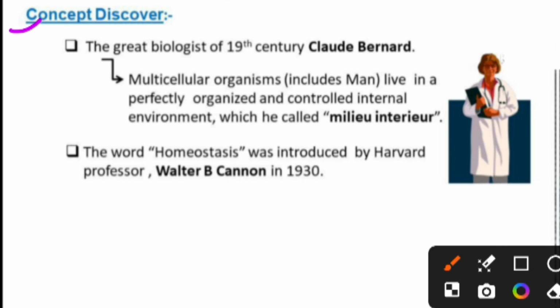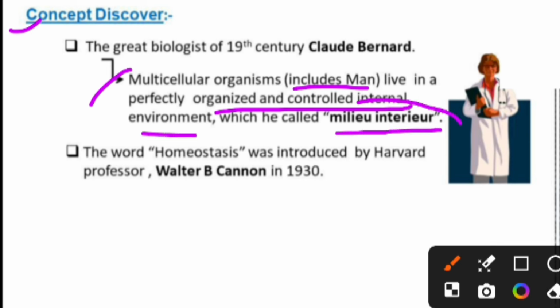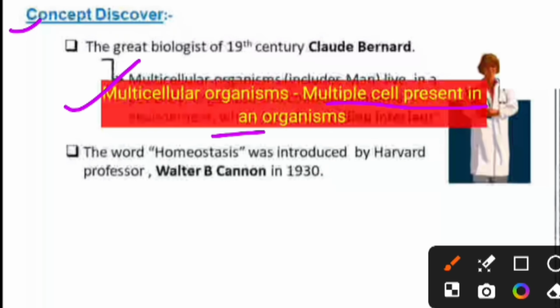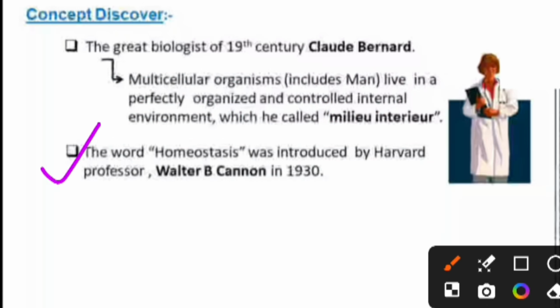Then, concept discovered. The concept of homeostasis was discovered by the great biologist of the 19th century, Claude Bernard, and he described that multicellular organisms like man live in a perfectly organized and controlled internal environment, which he called milieu intérieur. Multicellular means an organism with multiple cells. So in a multicellular organism, a perfectly organized and controlled environment is present.